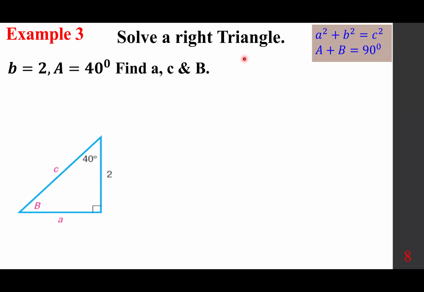All right, again, we want to solve a right triangle. Lowercase b, one side is given. Capital A, one angle is given. And we want to find the rest of it. So A is 40. And obviously, the easiest one would be A and B. They add up to 90 degrees, right? So B becomes 50 degrees.